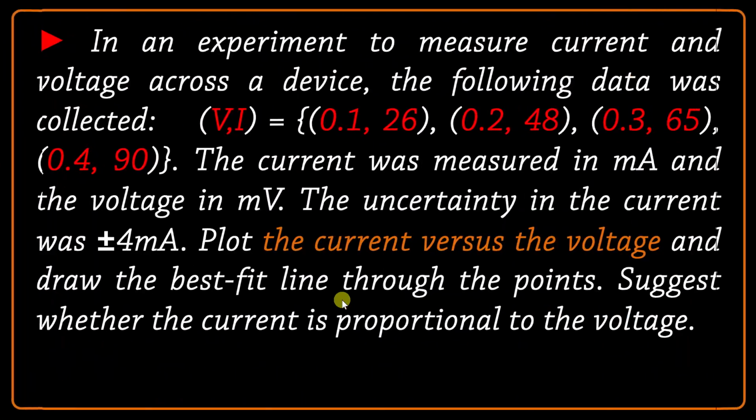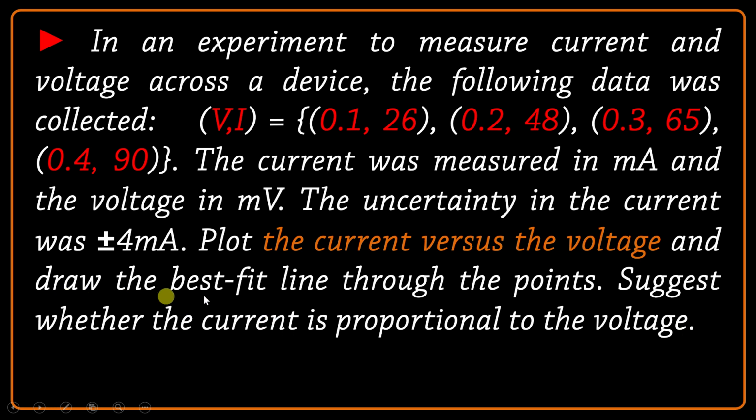Problem 1. In an experiment to measure current and voltage across a device, the following data was collected. V and I, it's given in 4 couple of values. The current was measured in milliamps and the voltage in millivolts. The uncertainty in the current is plus or minus 4 milliamps. Plot the current versus the voltage and draw the best fit line through the points. Suggest whether the current is proportional to the voltage.